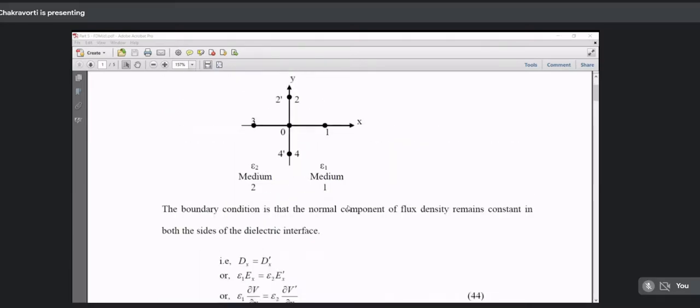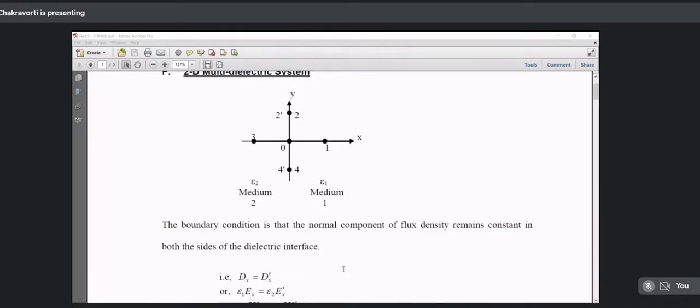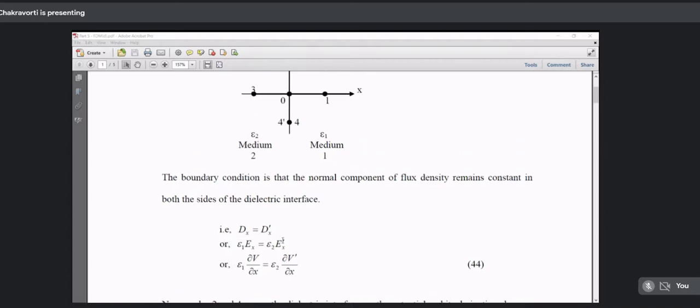So we have to find a relationship between the two potential functions. How do we do that? We use our knowledge of field theory boundary conditions, that is, the normal component of flux density remains continuous. Now during the derivation, I will assume that 2, 0, 4 is on the y-axis, so the x-axis direction is the normal direction. So the normal component of flux density is nothing but Dx. So here you can see Dx. So we write Dx is equal to Dx prime.